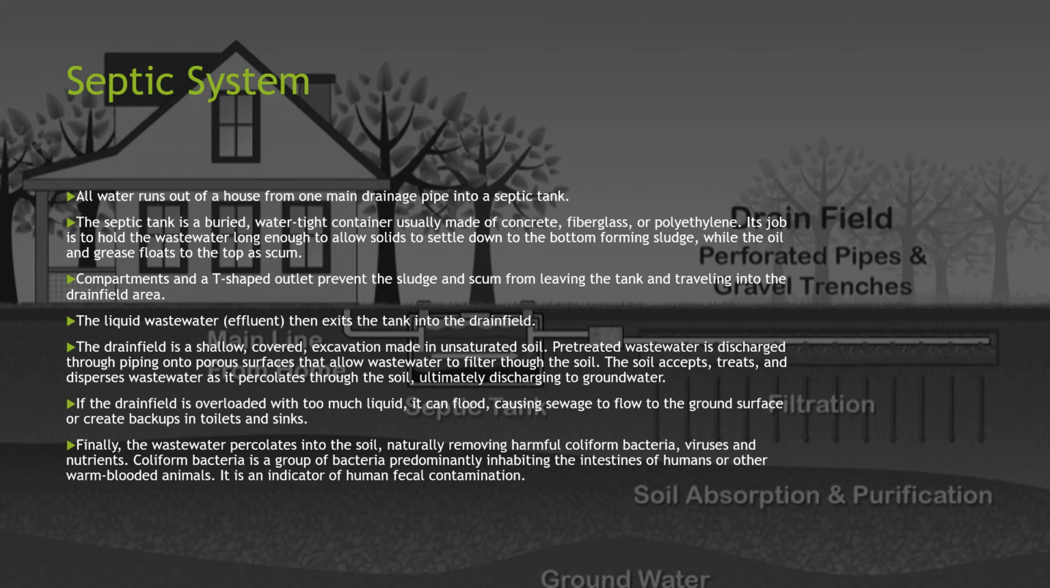Coliform bacteria is a group of bacteria predominantly inhabiting the intestines of humans or other warm-blooded animals. It is an indicator of human fecal contamination.